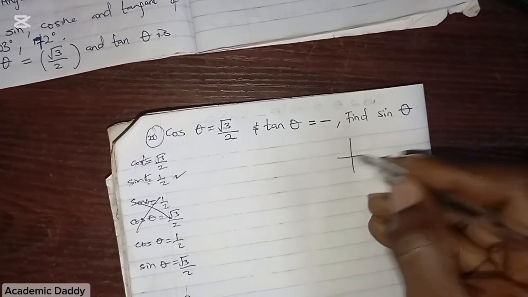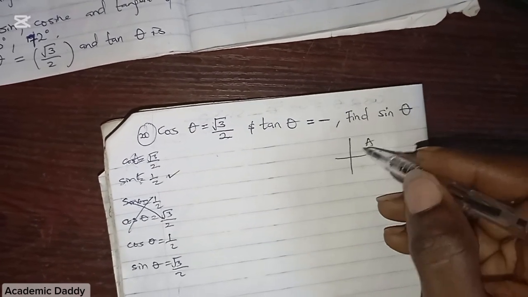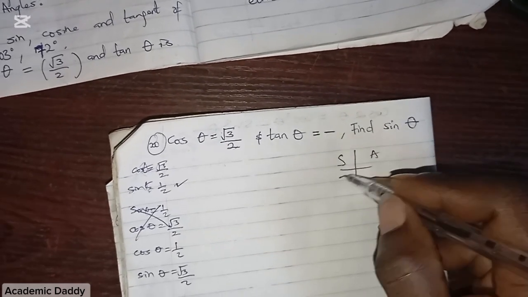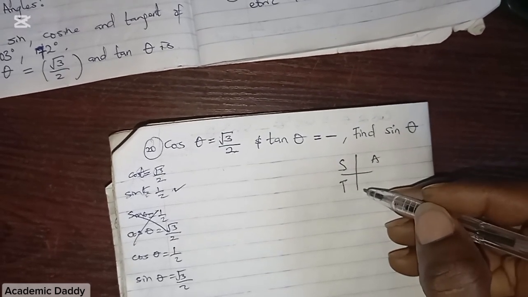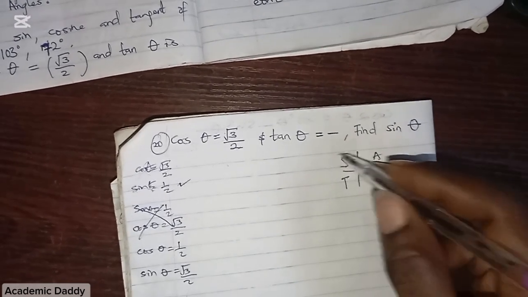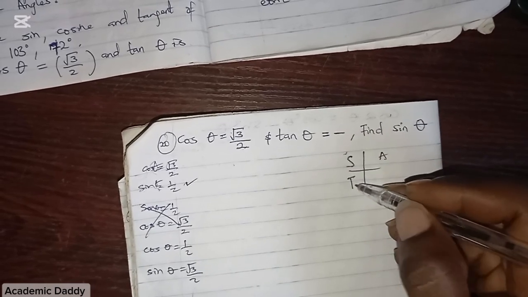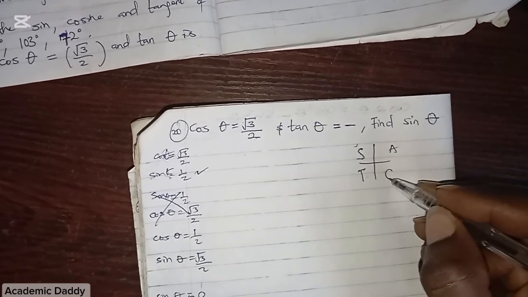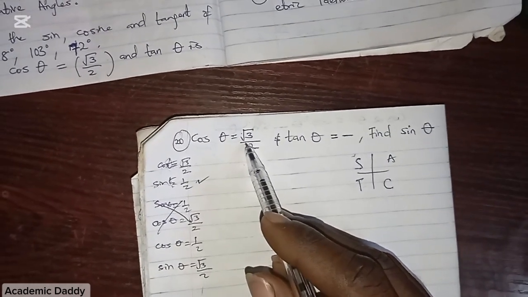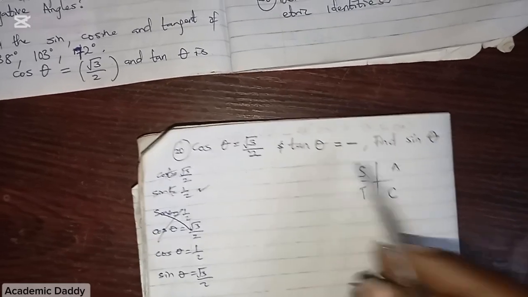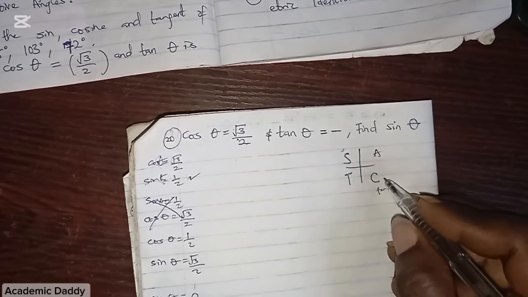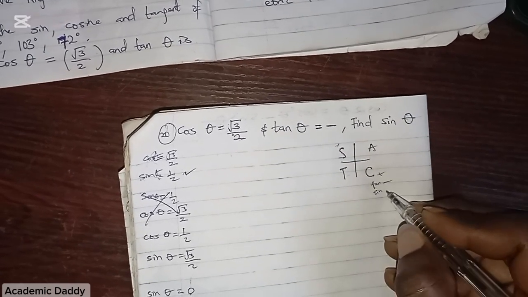In the first quadrant, all of them are positive. In the second quadrant, sine is positive. In the third quadrant, tan is positive. If sine is the only one positive, cos is negative, tan is negative. Here, tan is positive, sine is negative, cos is negative. Here, cos is positive. And notice that what they gave us here, cos is positive. So where is tan negative? It is in this quadrant.